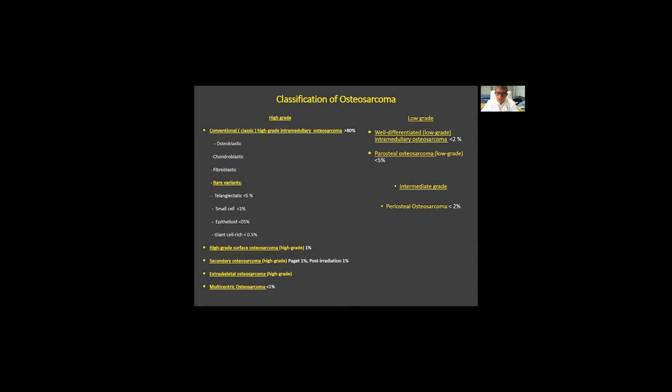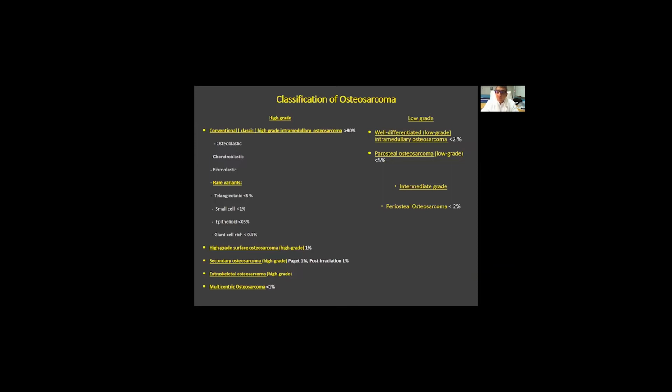In the low-grade tumors, the most common is the periosteal osteosarcoma, seen in less than 5% of patients with osteosarcoma, and the very rare entity of well-differentiated low-grade intramedullary osteosarcoma. Both of these tumors can be treated by local surgery only without systemic chemotherapy.